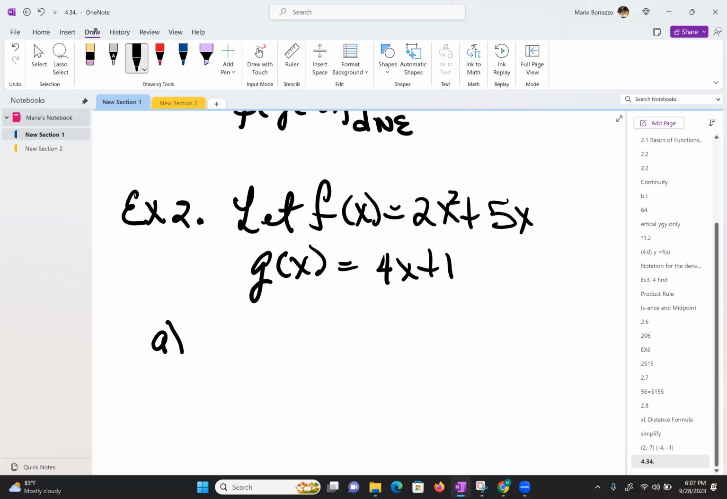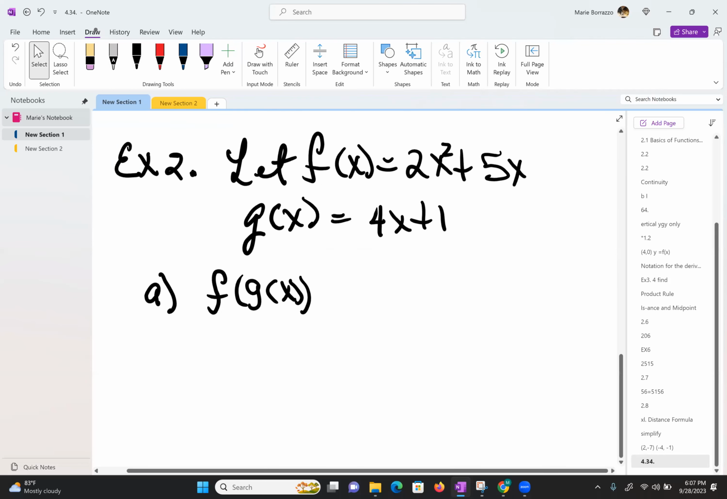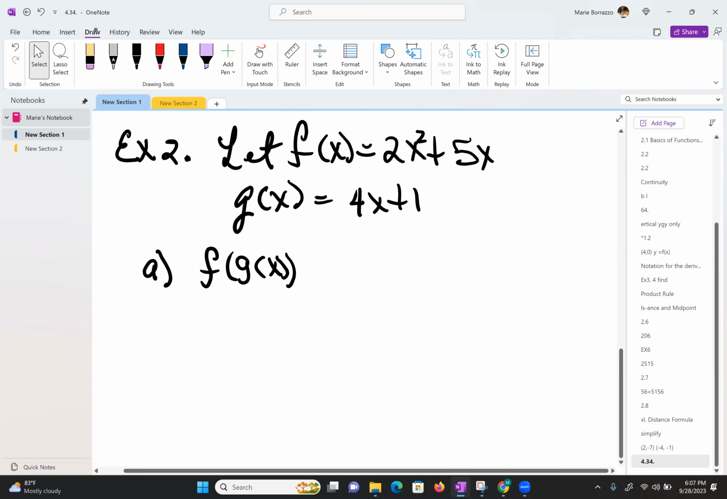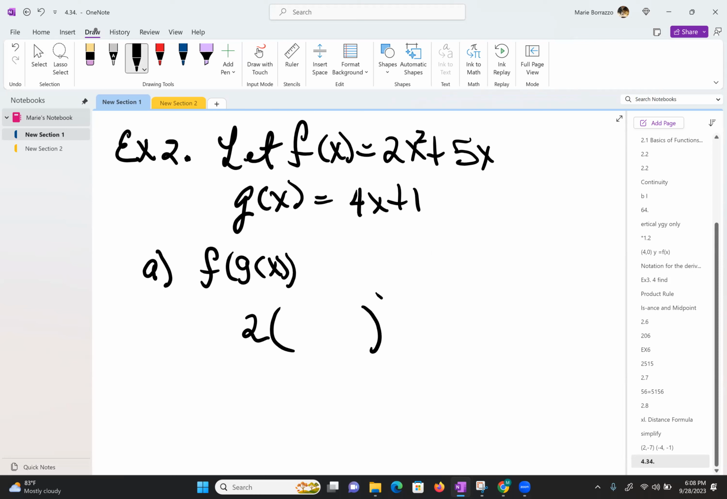In part A, they're asking us to find f of g of x. And so in this case, remember, f is 2x squared plus 5x. So if you think of it this way, 2x squared plus 5, and this will be your x. The reason I do that is I want you to remember this is the 4x plus 1, which goes in here.